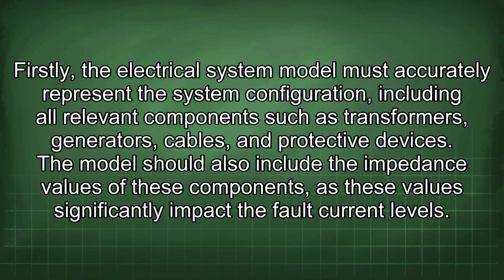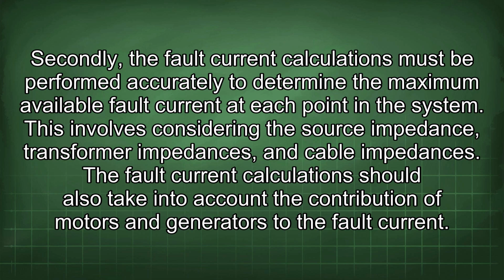Firstly, the electrical system model must accurately represent the system configuration, including all relevant components such as transformers, generators, cables, and protective devices. The model should also include the impedance values of these components, as these values significantly impact the fault current levels. Secondly, the fault current calculations must be performed accurately to determine the maximum available fault current at each point in the system.